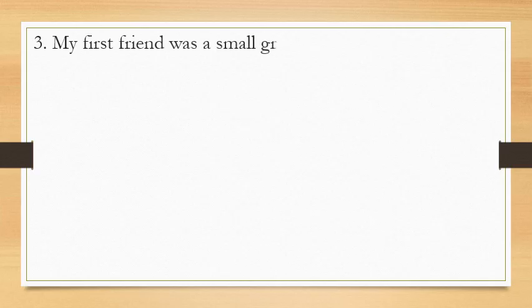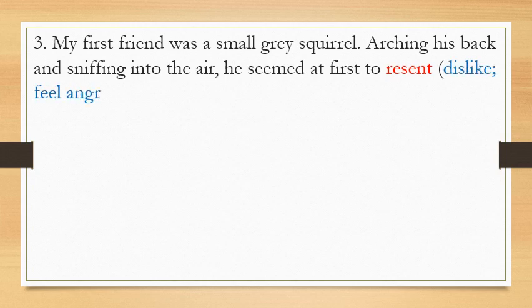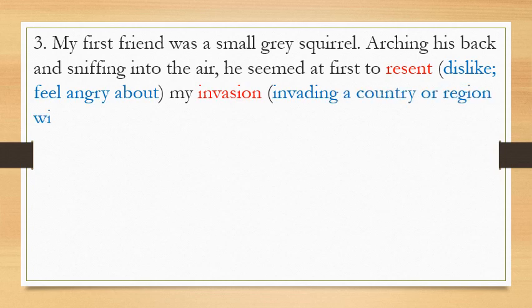My first friend was a small grey squirrel. Arching means bending his back and sniffing means breathing or smelling into the air. He seemed at first to resent, means dislike or feel angry about, my invasion, means invading a country or region with an armed force, of his privacy. Means first of all the author made friends with a small squirrel. He arched his back and smelled into the air. In the beginning, he did not like the author's invasion into his privacy.